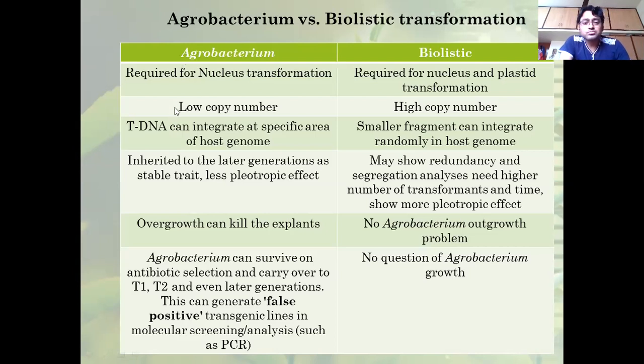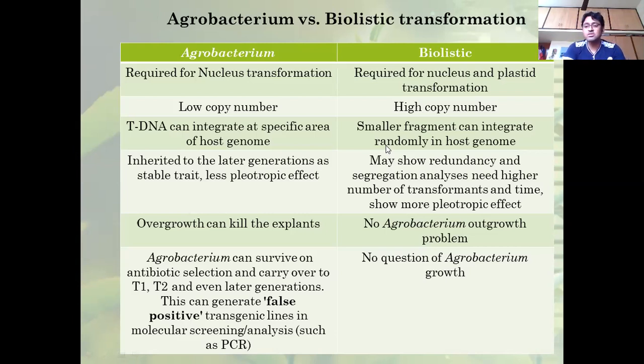So this T-DNA can integrate at a specific area of the host genome. But in the case of biolistic, this is not in our hands. We just bombard it with gold-coated DNA particles. But the smaller fragment can integrate randomly anywhere in the host genome. This may cause a problem if it integrates in a gene sequence or the exonic region of any other gene, which can hamper the function of that particular gene.